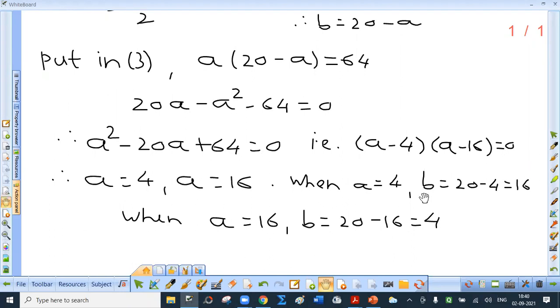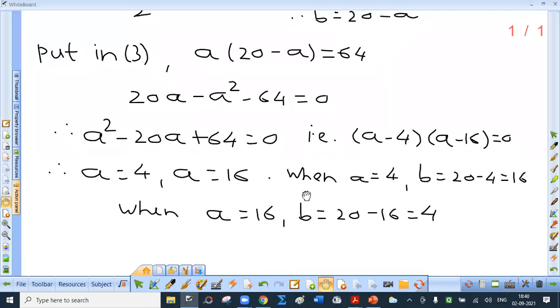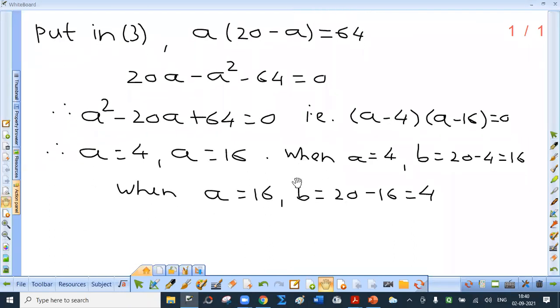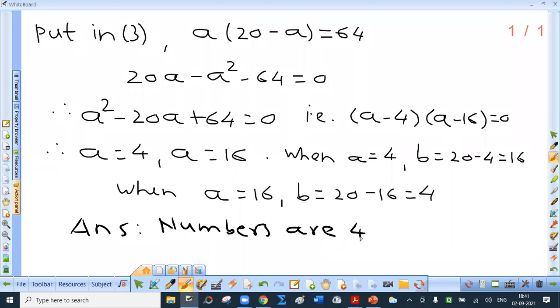Now when a is 4, what is b? 20 minus 4, that is 16. And when a is 16, what is b? 4. So you have to write the final answer as the numbers are 4 and 16. You should make it a habit of verifying the answer. Verify the answer, see whether the geometric mean is 8, arithmetic mean is 10, and so on. So the numbers are 4 and 16. Right.